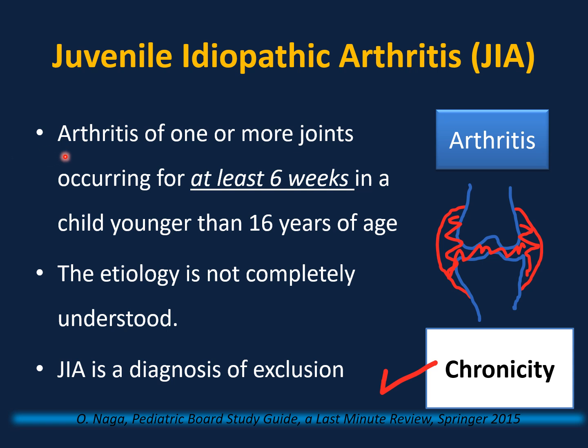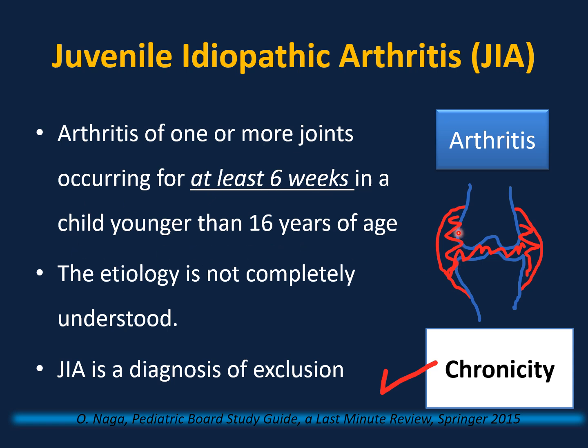It is defined as arthritis of one or more joints occurring at least 6 weeks. Chronicity is the key for the diagnosis. There is no certain lab to confirm the diagnosis of juvenile idiopathic arthritis. It is a diagnosis of exclusion. Again, very important to know that juvenile idiopathic arthritis, the diagnosis is made by chronicity, at least 6 weeks in a child less than 16 years of age.